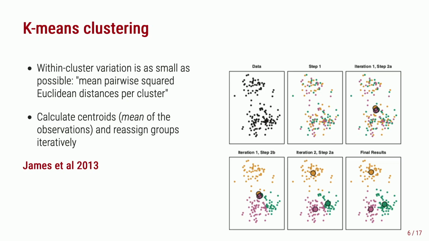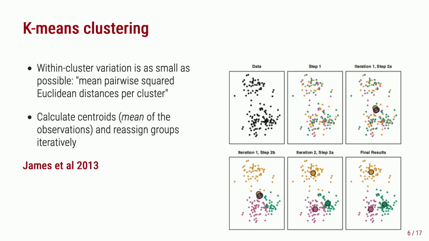So for example, in the first step, it assigned observations randomly to the groups, and in the second, it calculated the centroid for each group. Here. And because the first step was random, the centroids are quite close. So based on these centroids, it reassigns the closest points to each of the centroids.